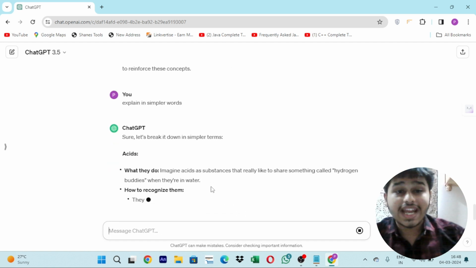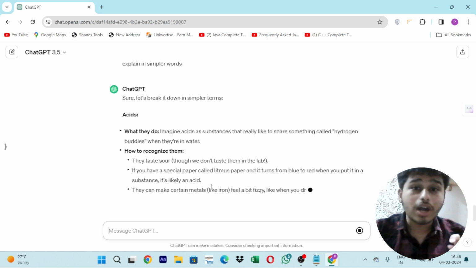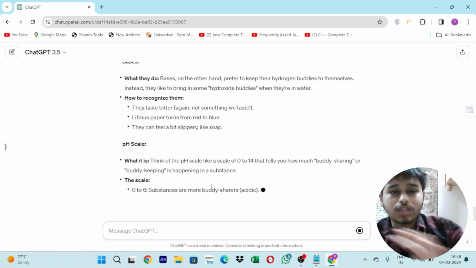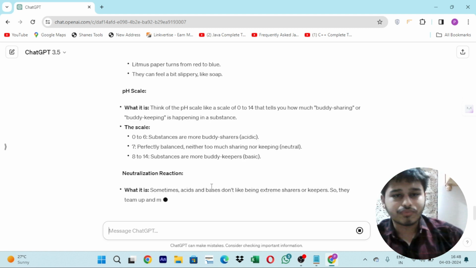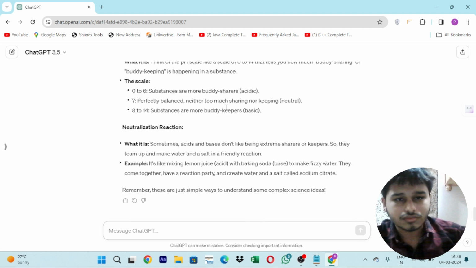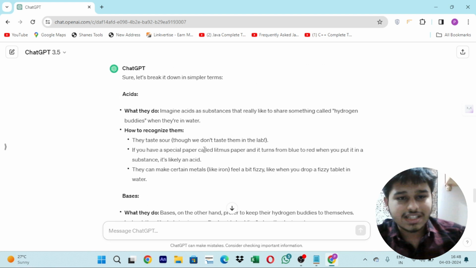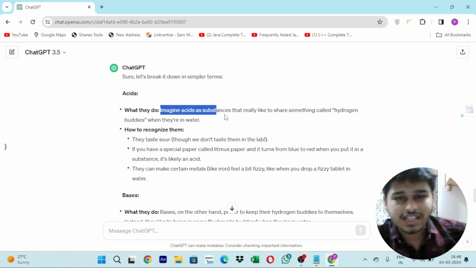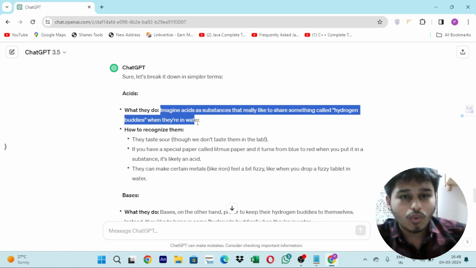Now ChatGPT will explain the same concept but in simple sentences, in simple words, right? So that we can understand it properly. Like this. See, you can see over here. You can see that ChatGPT is explaining it a little shorter, right? Imagine acid as a substance that really likes to share something called hydrogen buddies when they are in water.